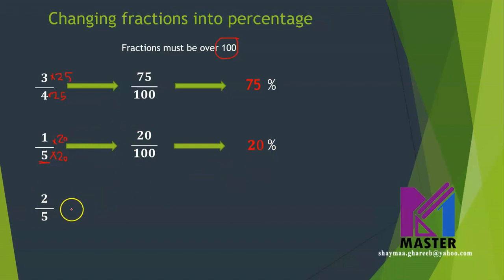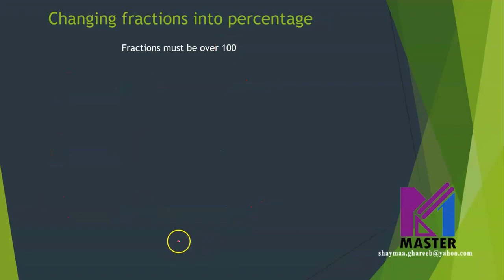But let's do the steps and try it with the steps. I will multiply by 20 to change the 5 into 100 up and down as we used to do. So it will be 2 times 20 equals 40. So it will be 40 over 100, which is 40%. Is this clear?